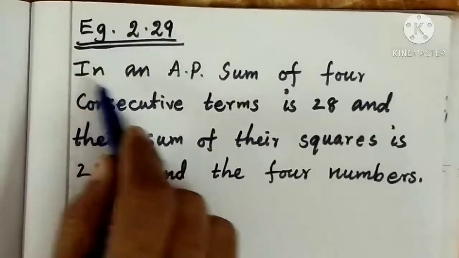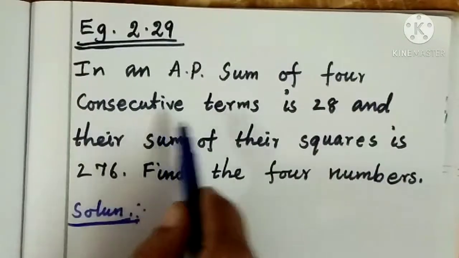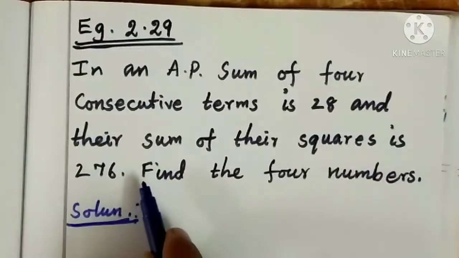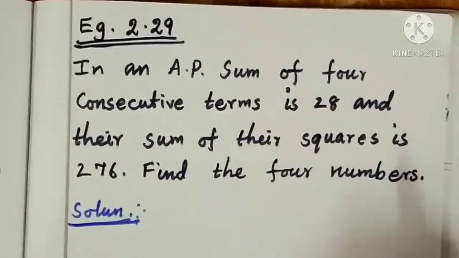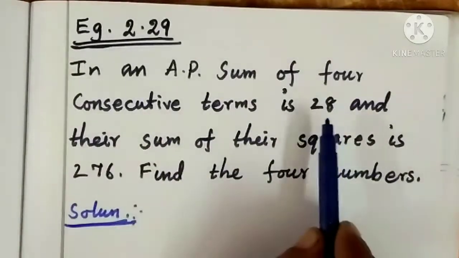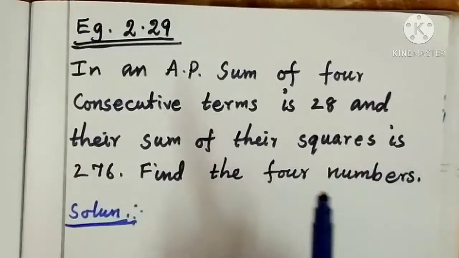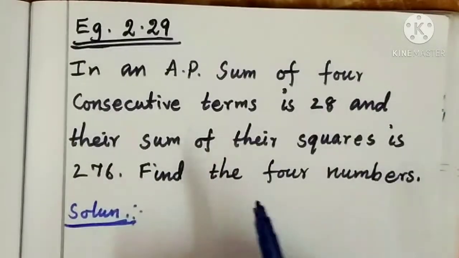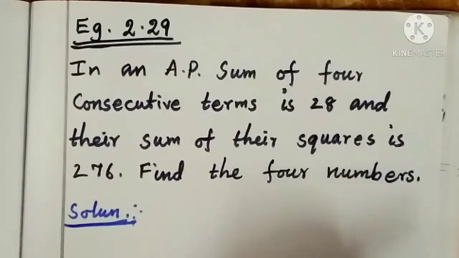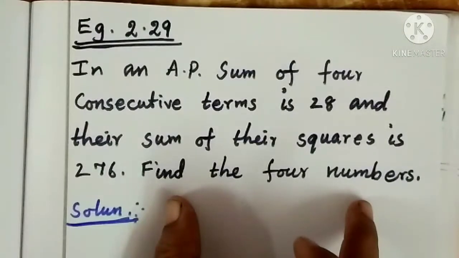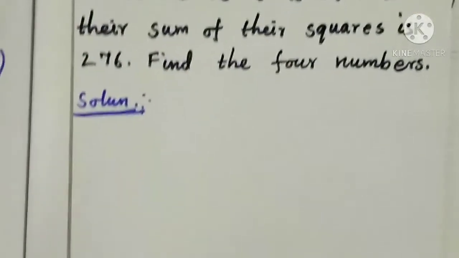See the question. In an AP, sum of 4 consecutive terms is 28 and the sum of their squares is 276. Find the 4 numbers. In this question, the sum of 4 consecutive terms and the sum of their squares are also given. We have to find those 4 numbers. In the solution, you have to take the 4 consecutive terms of an AP. Let us do the solution.